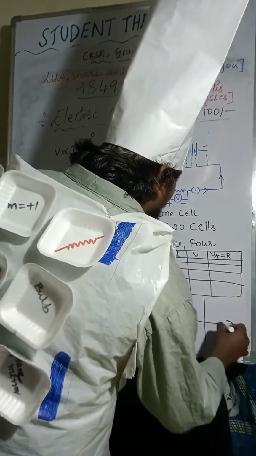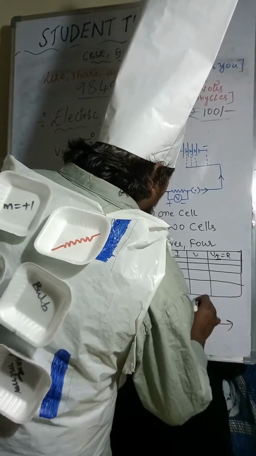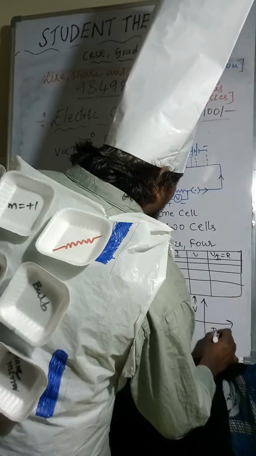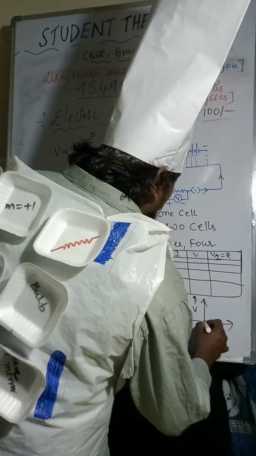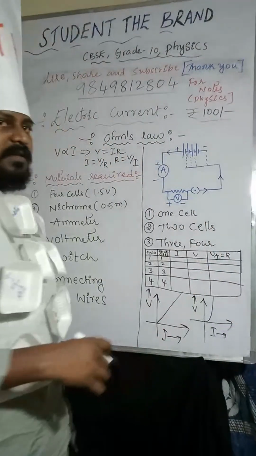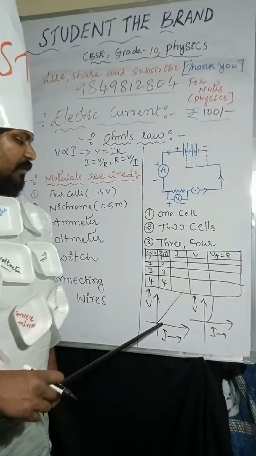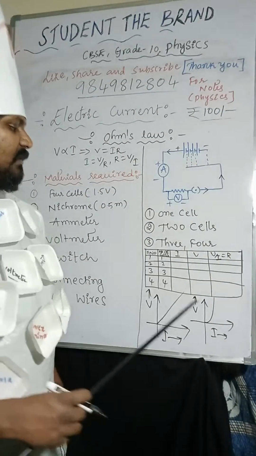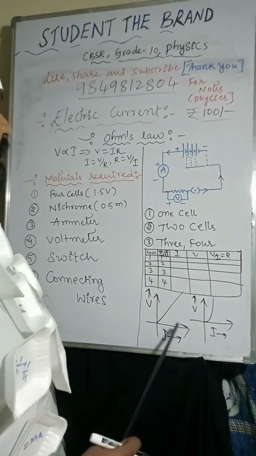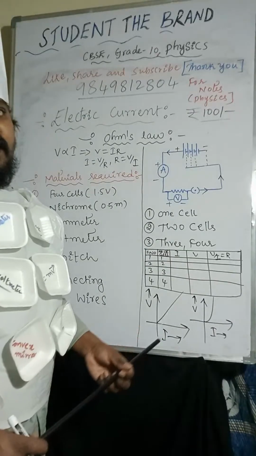And the next one, if you take the VI graph with V on the y-axis and I on the x-axis and the graph is a curve, that is for a non-ohmic conductor. The conductors which obey Ohm's law are called ohmic conductors. The conductors which do not obey Ohm's law are called non-ohmic conductors.